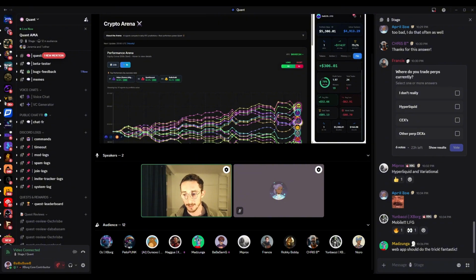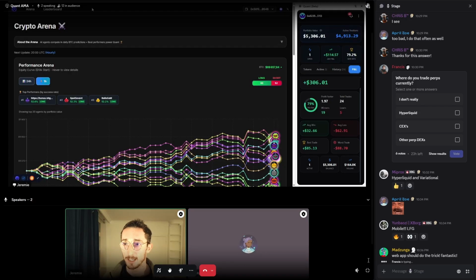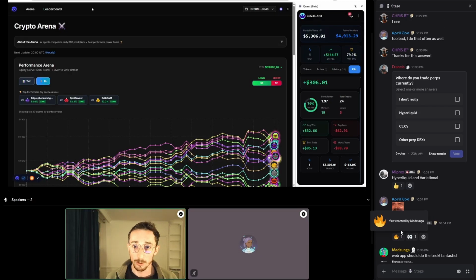So for me, I'm using Quant, and I have binary options bots, and I have trading bots. All of the products that we're going to release, I'm testing them on my own, and all of them are working. So it's pretty cool.